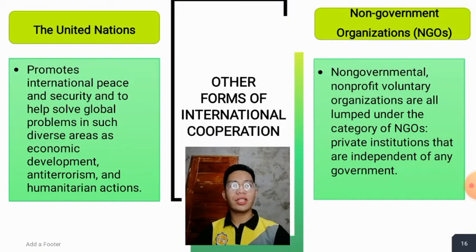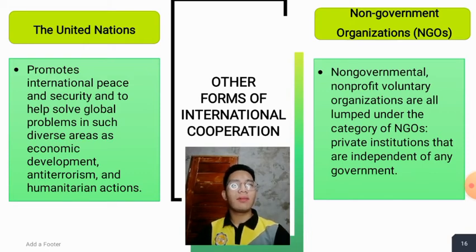Other forms of international cooperation. The first form of cooperation worth exploring is the United Nations, which was established in 1945 in response to the devastation of World War II. It promotes international peace and security and helps solve global problems in such diverse areas as economic development, anti-terrorism, and humanitarian actions.